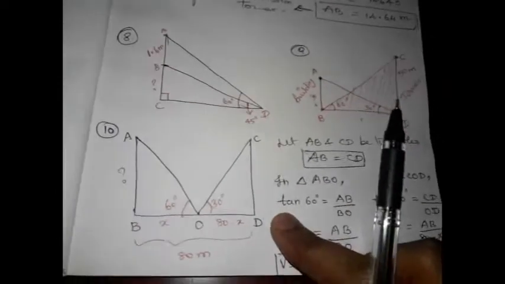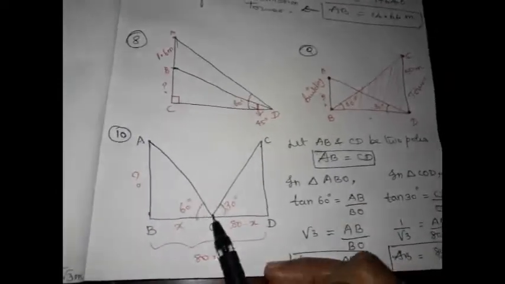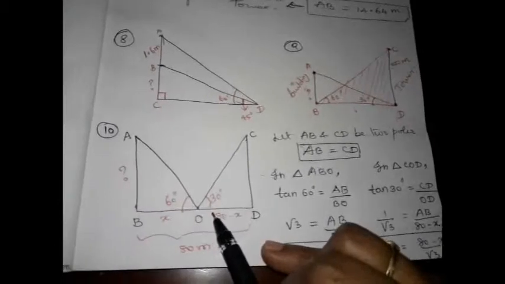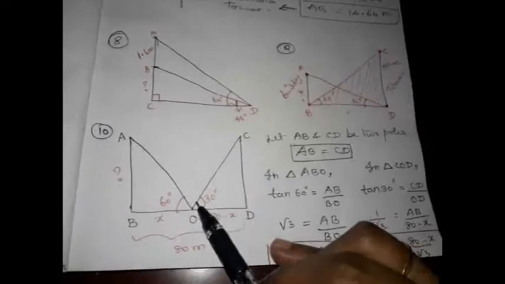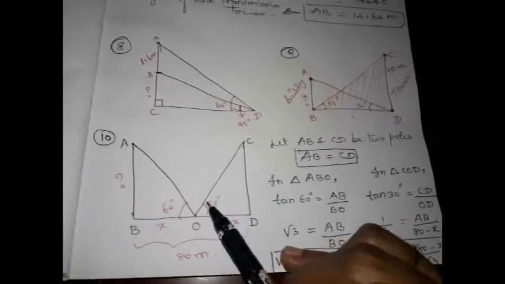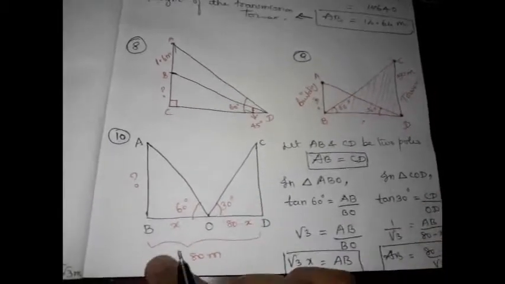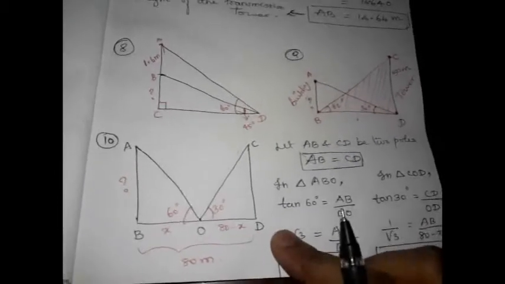Now let us solve our 10th question. It is given two poles of equal heights are standing opposite to each other on either side of the road, which is 80 meter wide. From a point between them on the road, the angles of elevation of the tops of the poles are 60 degrees and 30 degrees respectively. Find the height of the poles and the distance of the point from the poles. That's what they asked you to find.